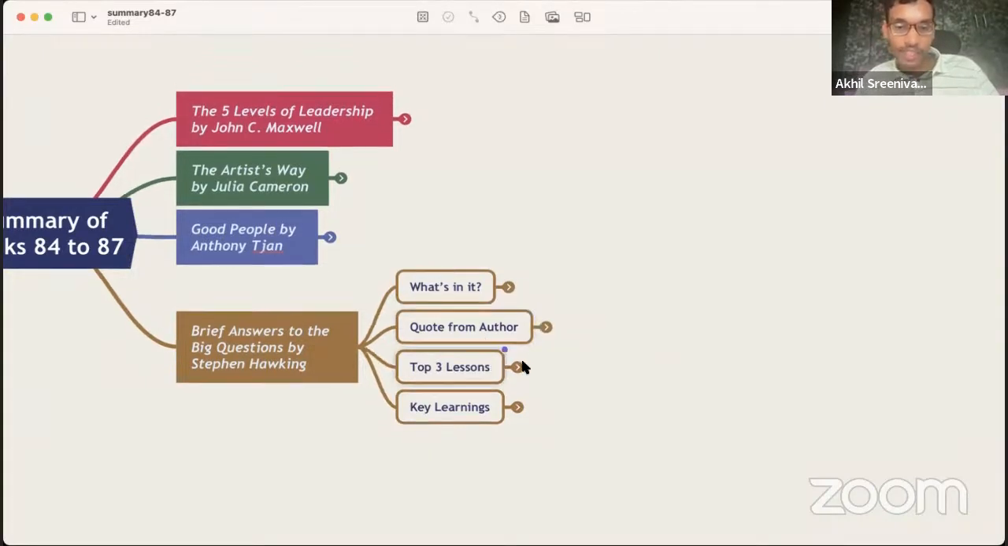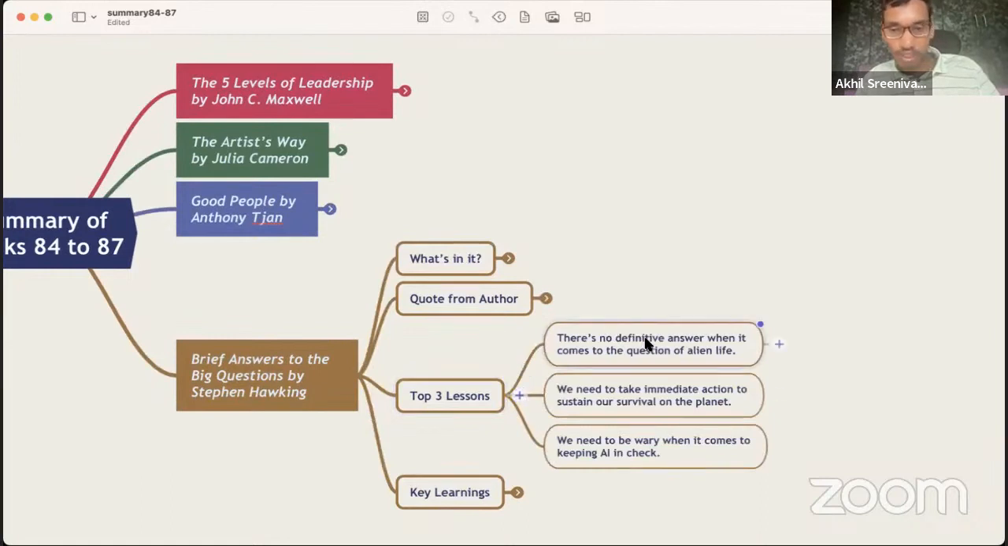Let us see the top 3 lessons from this book. There is no definitive answer when it comes to the question of alien life. And the second lesson is we need to take immediate action to sustain our survival on the planet.